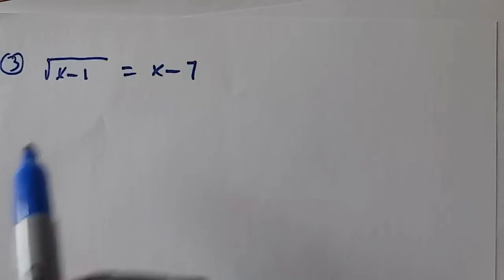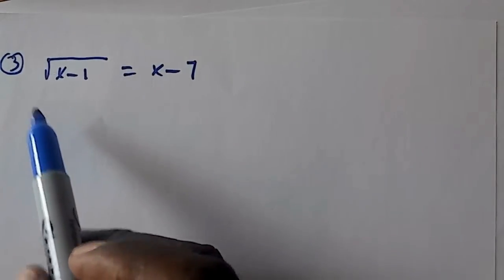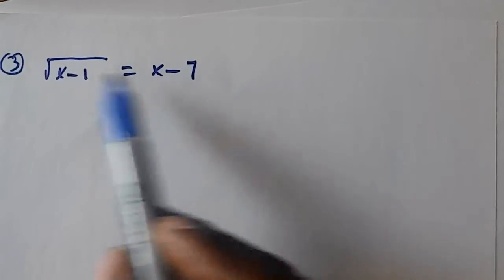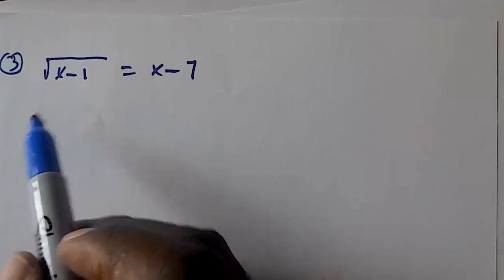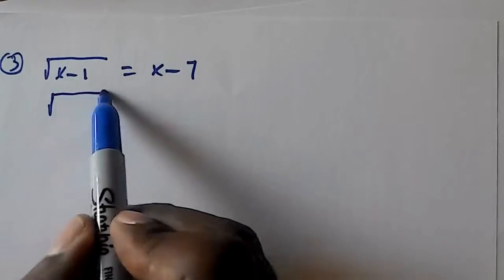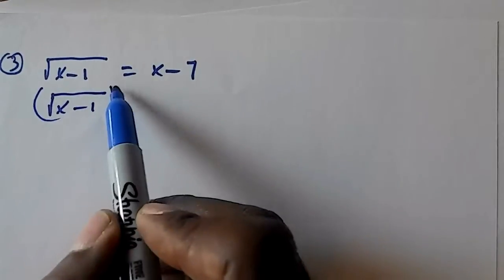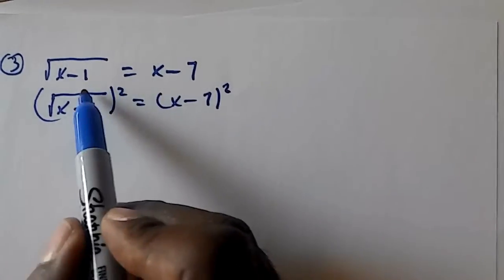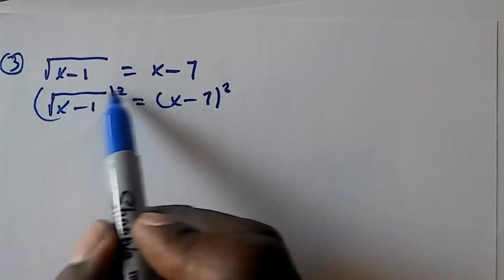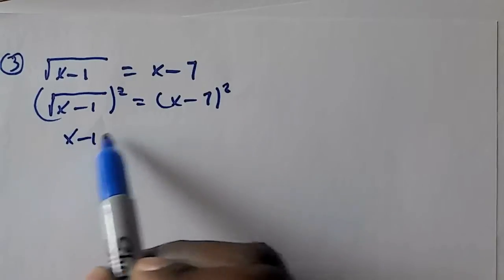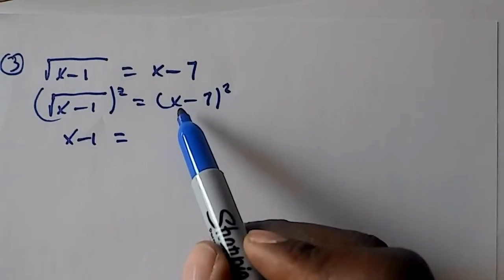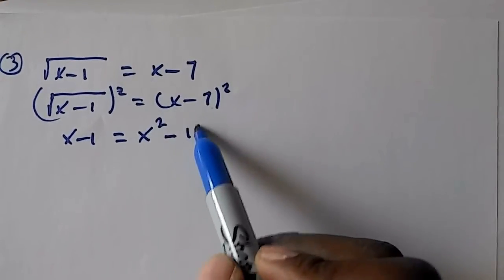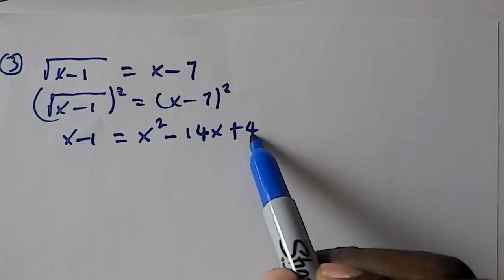To solve this, we are going to isolate the radical. Luckily, it's already isolated. It's isolated for us. So yeah, it is isolated. Then the next thing is to take the square of both sides. So we're going to take the square of both sides. The square root of x minus 1, squared, and x minus 7 squared. The square root and the square inverse operations will cancel out. So x minus 1 equals, and then we do the binomial expansion of this right side. So that will be x squared minus 14x plus 49.